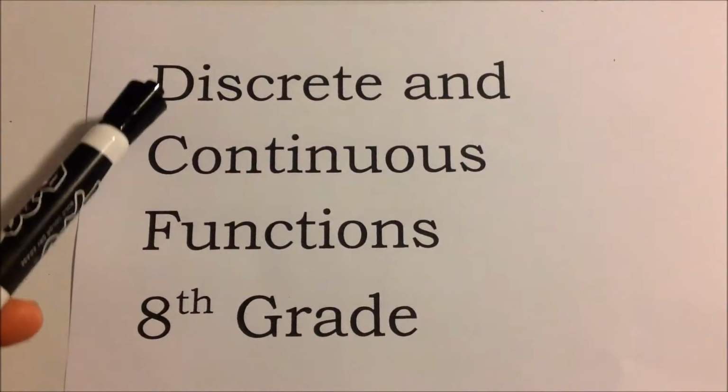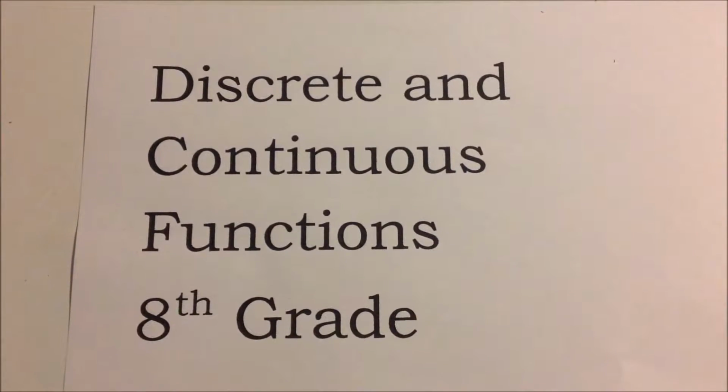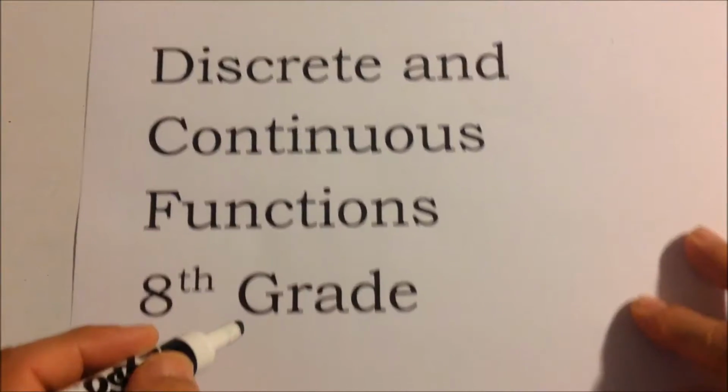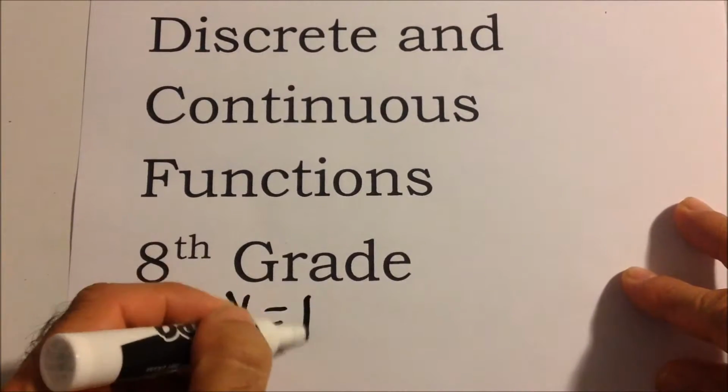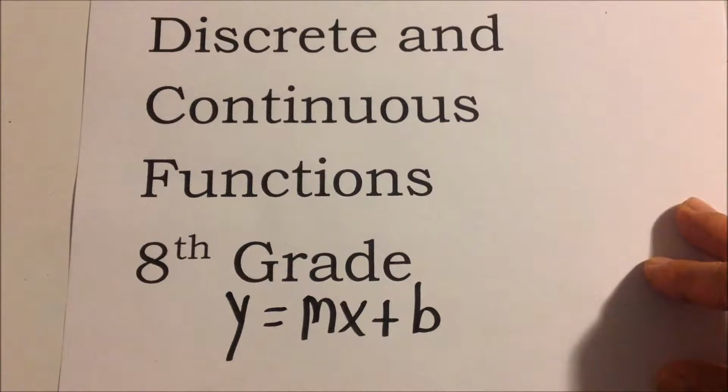Alright, here's our video on discrete and continuous functions. So we know what functions are. Let's make a linear equation. Y equals mx plus b. We know that's a linear equation. The m's the slope, the b's the y-intercept.